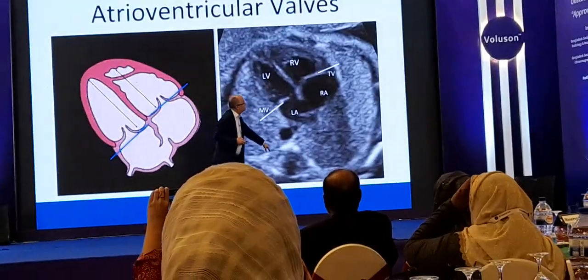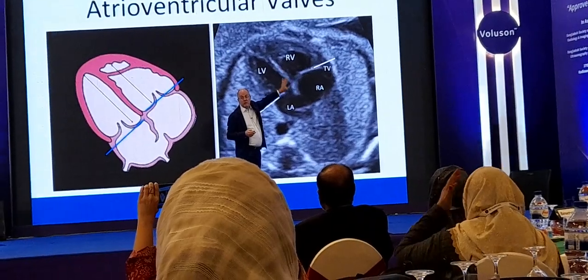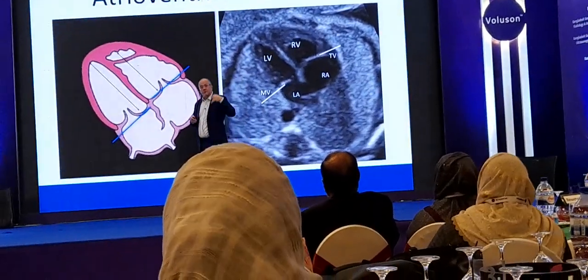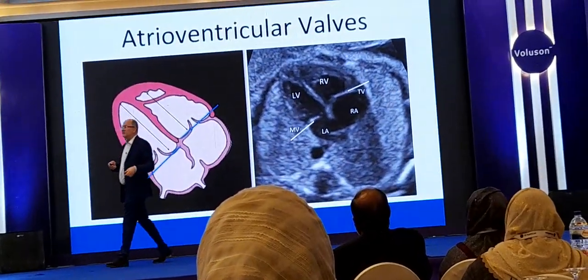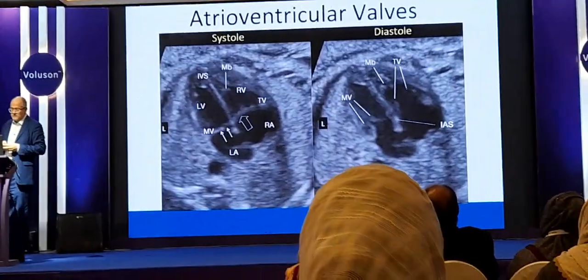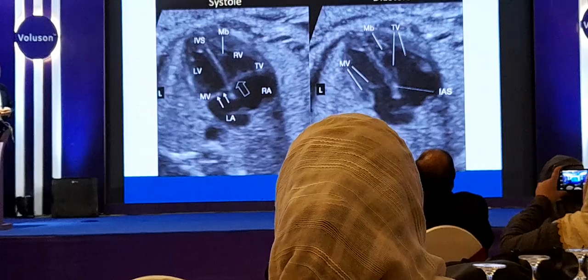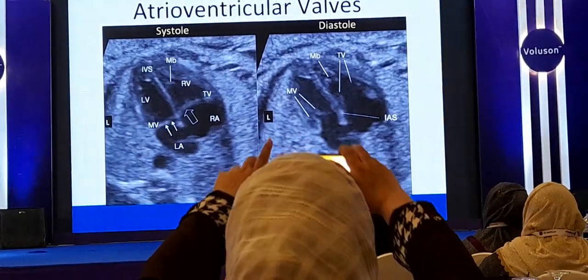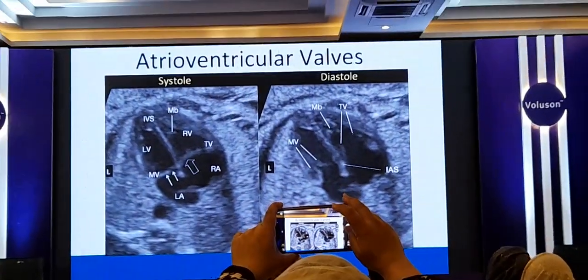Spine is at the back, right ventricle at the front, with a tricuspid valve, which is on the right, at the front. Spine close to the left. You can see the valves, systole and diastole, of course.